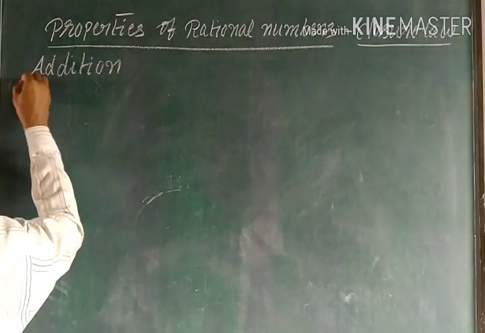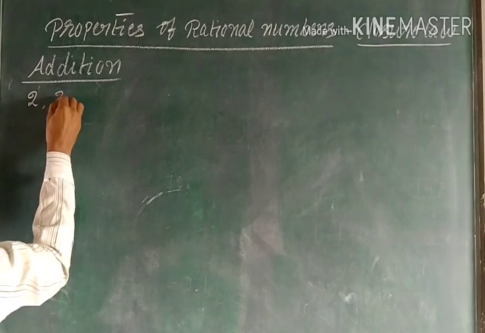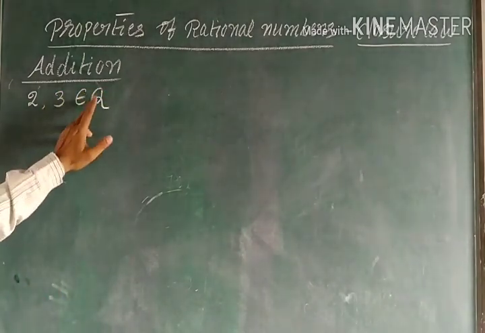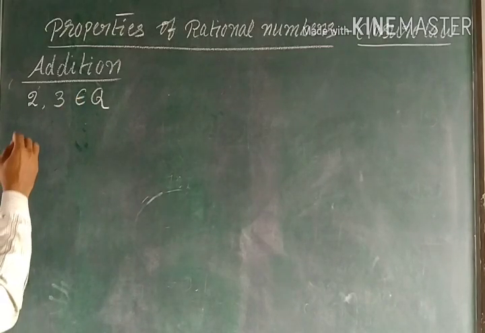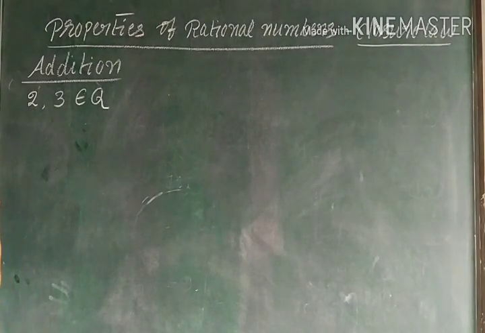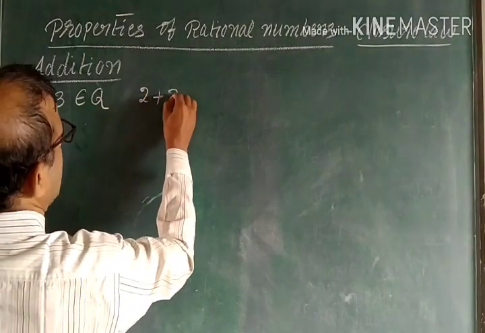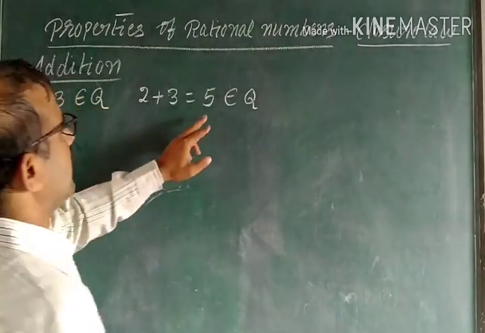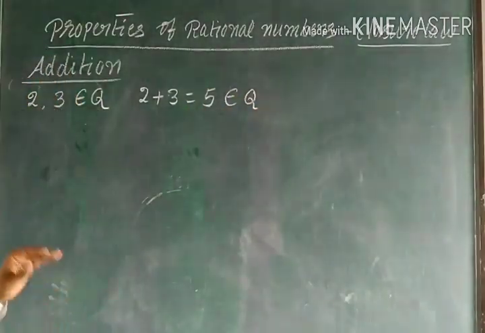Suppose, for example, 2, 3 belongs to Q, because rational numbers are represented as Q. Therefore, 2 is a rational number because it can be written as 2 by 1, and 3 can also be written as 3 by 1. So, 2 plus 3 equals 5, which belongs to Q. Belongs to means 5 is an element in rational numbers.